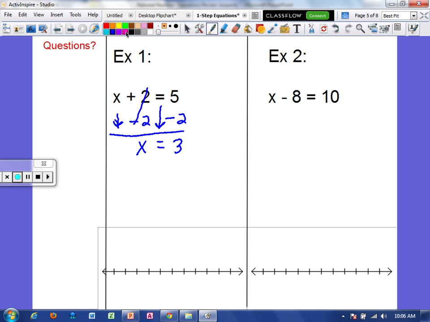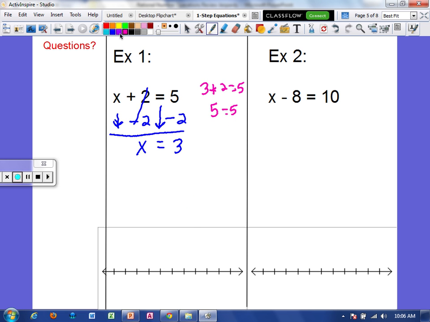Now I'm going to check. So I'm going to take this 3 and plug it in for x. So that means 3 plus 2 should equal 5. We know 3 plus 2 is 5. The left and the right side equal each other, so we know that our answer is good.